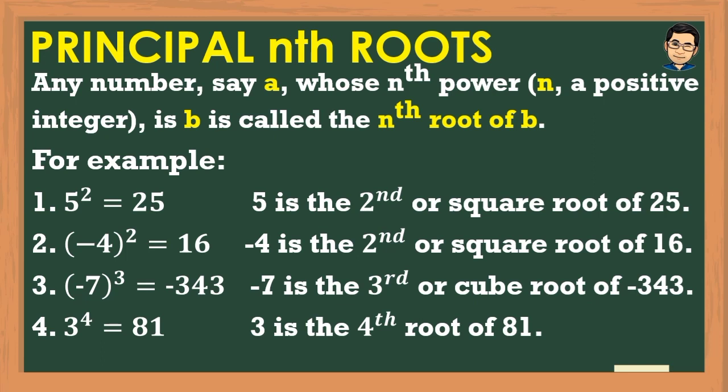So 3 is the fourth root of 81. Okay, so sabihin, pag minultiply natin yung 3 4 times, the product is 81. And then kapag kinuha yung fourth root ng 81, that is 3.